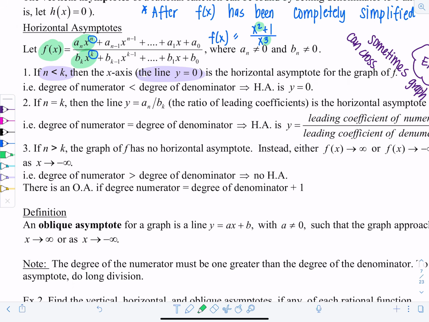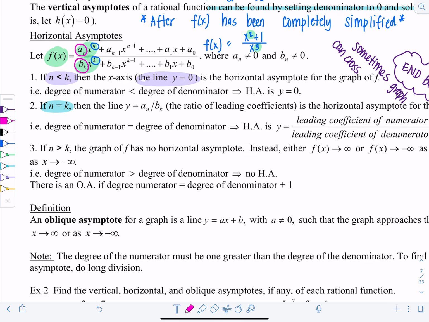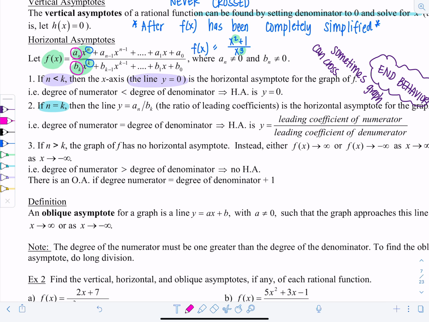Then that means y equals 0 is the horizontal asymptote. Okay, second case. If n is equal to k, meaning the degree of the numerator is the same as the degree of the denominator, then the line y equals an divided by bk, that's the ratio of the leading coefficients. So an, you would take the coefficient from the leading term in the numerator, divide it by the coefficient of the leading term in the denominator. That's going to give you the equation for the horizontal asymptote.